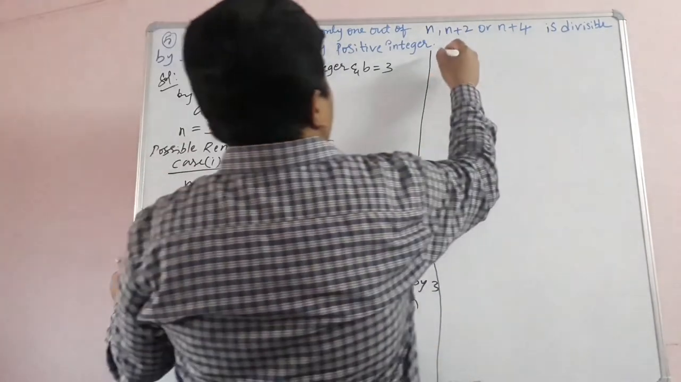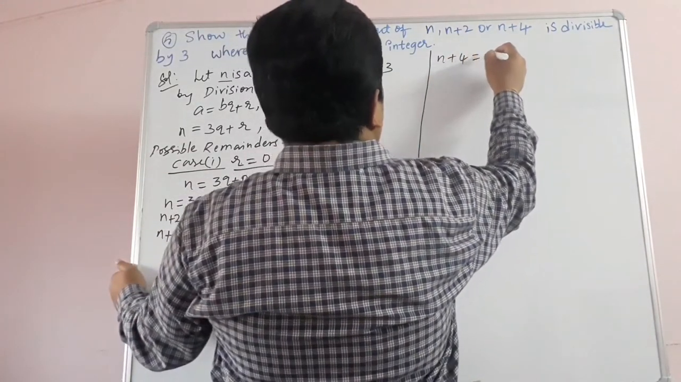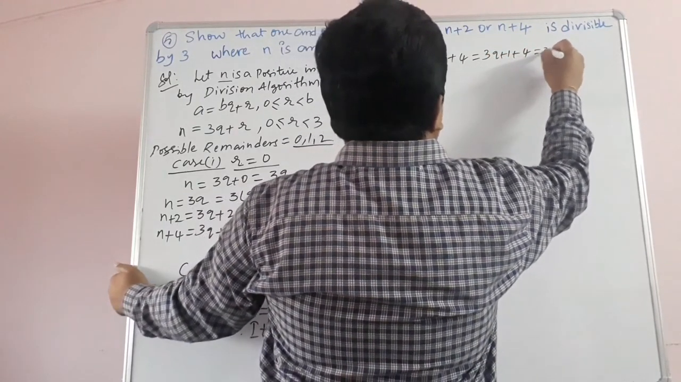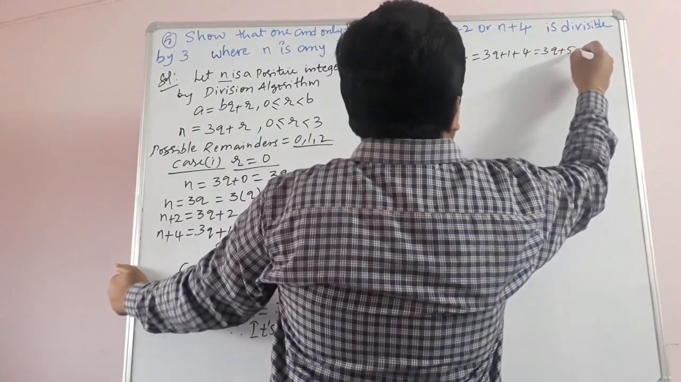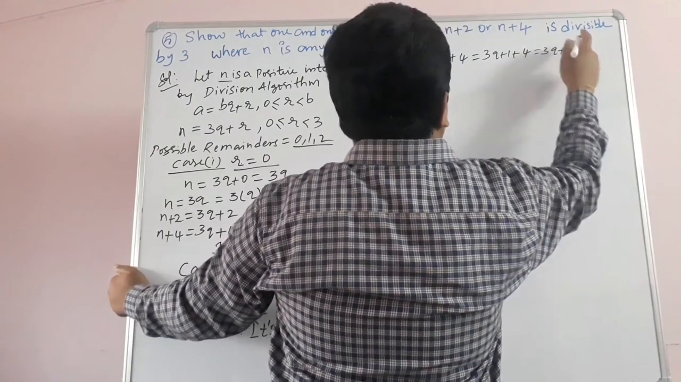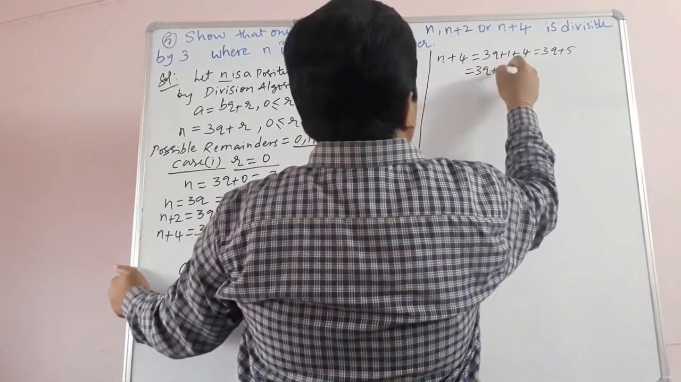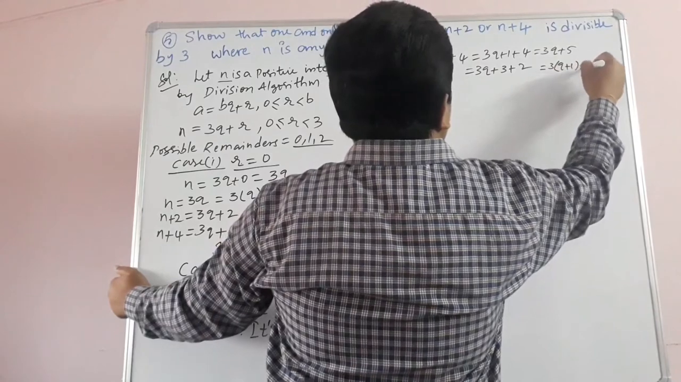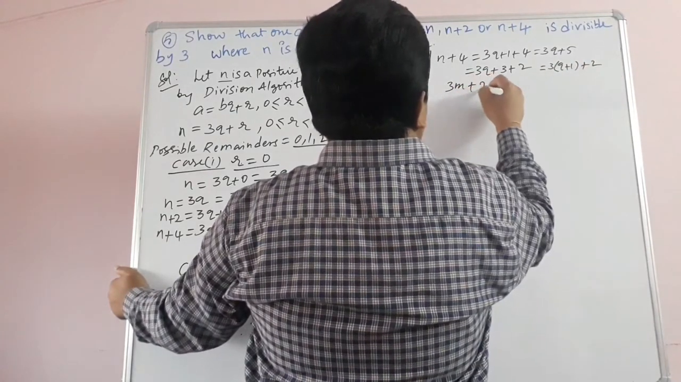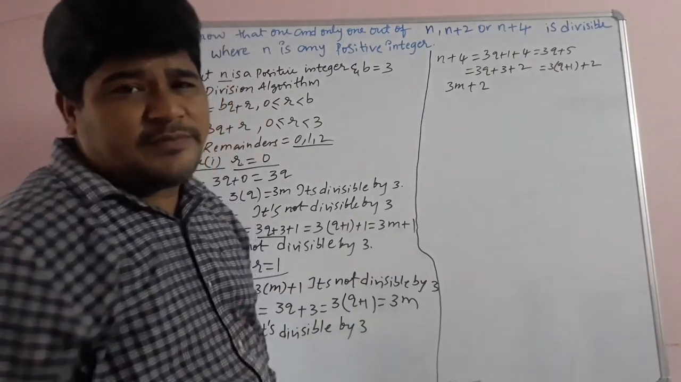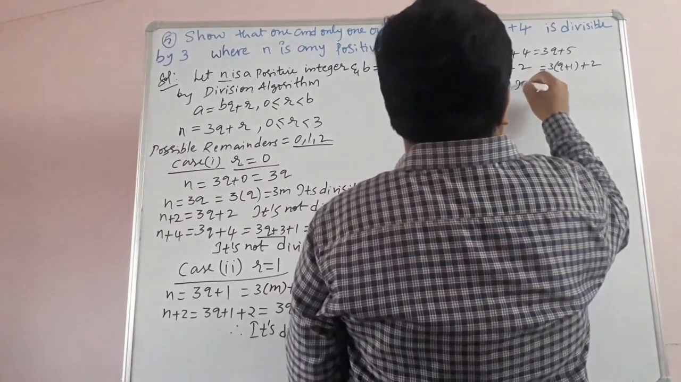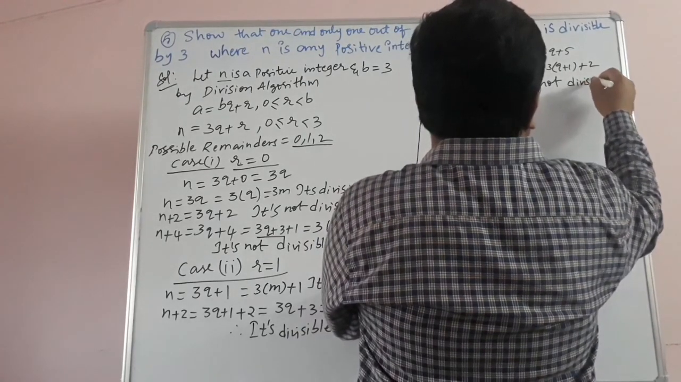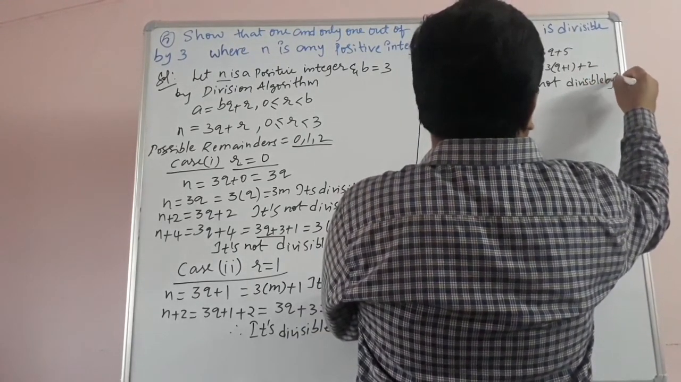Take n plus 4. n plus 4 is nothing but, n is 3q plus 1 here in this case. So 3q plus 1 plus 4, that is 3q plus 5. Children, more if you want, you can write it as 3q plus 3 plus 2, that is 3 of q plus 1 plus 2. It means it is in the form of 3m plus 2, 3 into something plus 2. It's not divisible by 3.